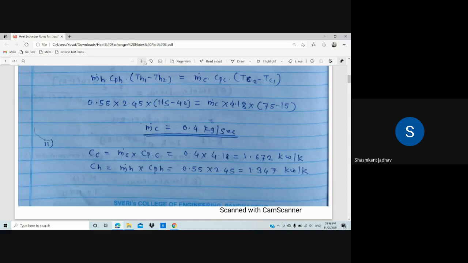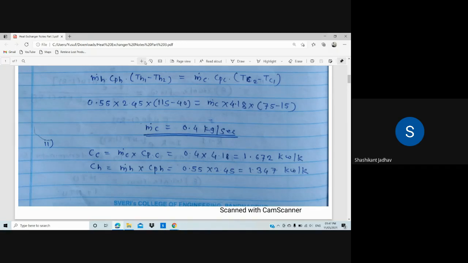Okay, so all of you get the value of Cc and Ch. As we know, the product of mass flow rate and specific heat is nothing but heat capacity. From these two values, we have to understand which value is minimum and which value is maximum. What is the value of Cc? That is 1.672. And what is the value of Ch? That is 1.347. So Cc is greater than Ch, which means that C max is nothing but Cc and C minimum is nothing but Ch.